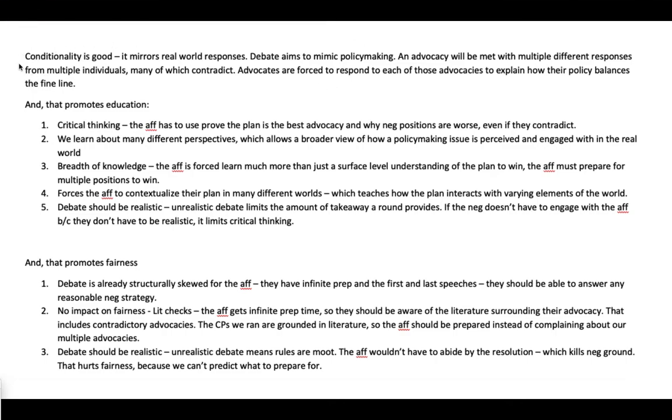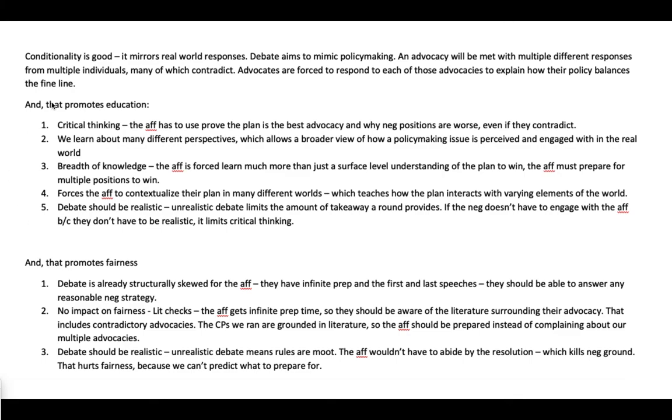So we have our interpretation here: conditionality is good. Then we have a bunch of key arguments. So it mimics the real world. It mimics policymaking. And advocacy will be met with multiple different responses, many of which contradict. So here we see a summary of our key arguments and our interpretation. So that's our thesis.